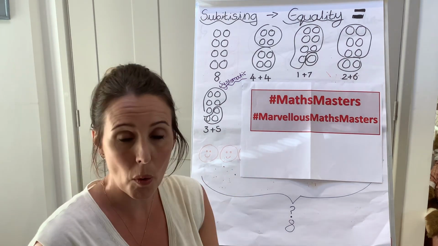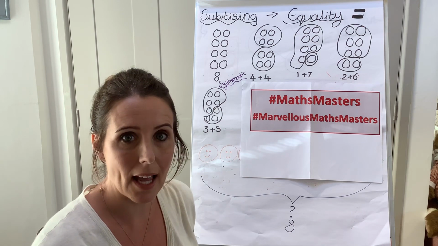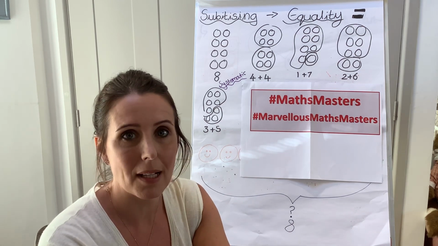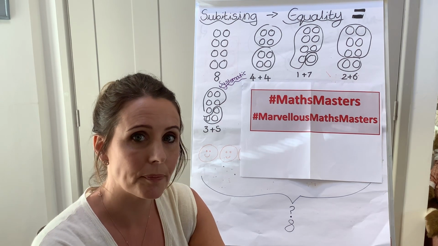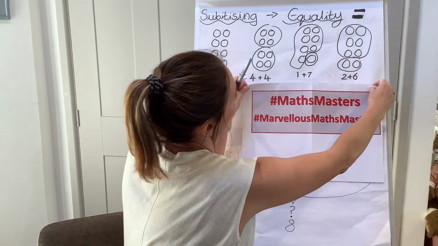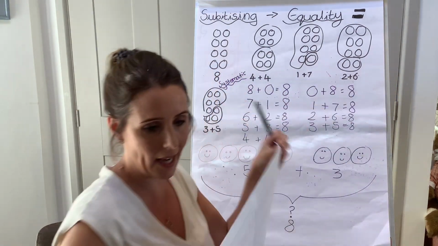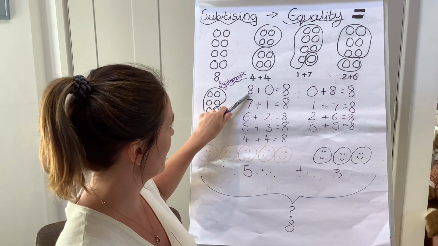What I'd like to do is pause this now and see how many ways you can find of making 8. Now try and work systematically, and in a moment we'll have a look at those different ways. Okay, so I've had a go at finding the different ways of making 8. And I tried to work systematically.